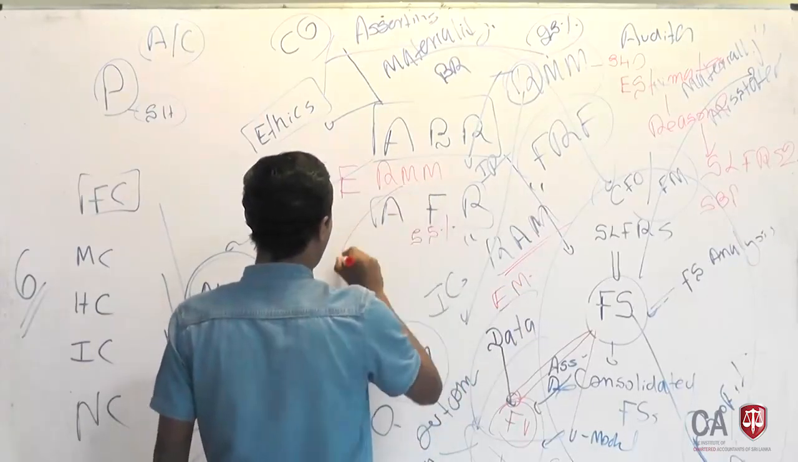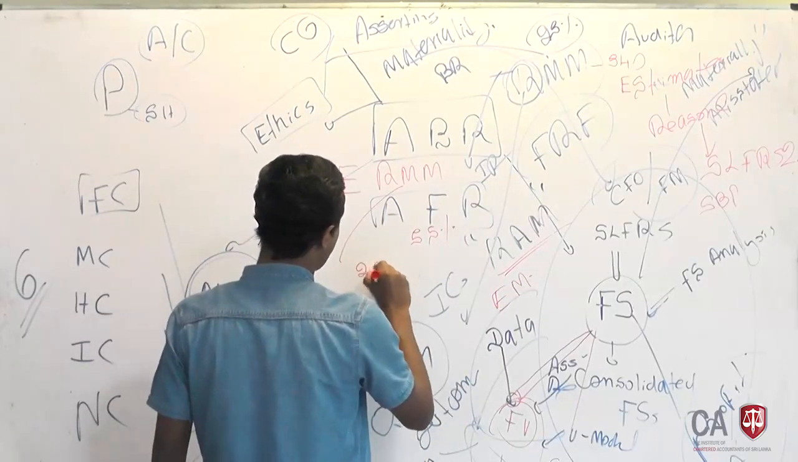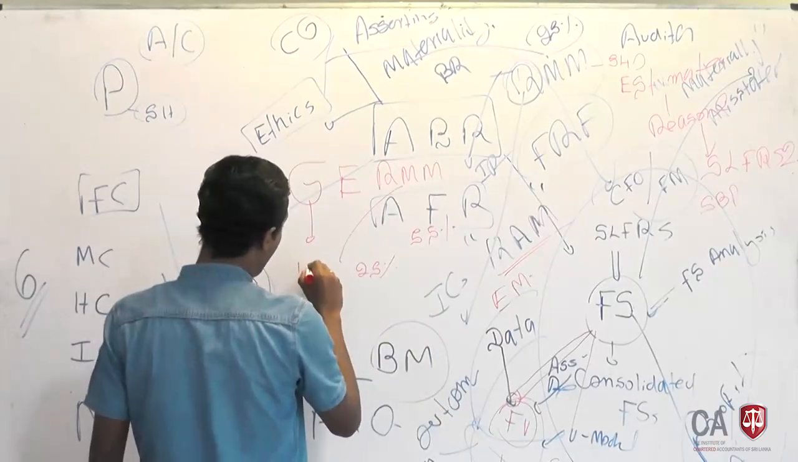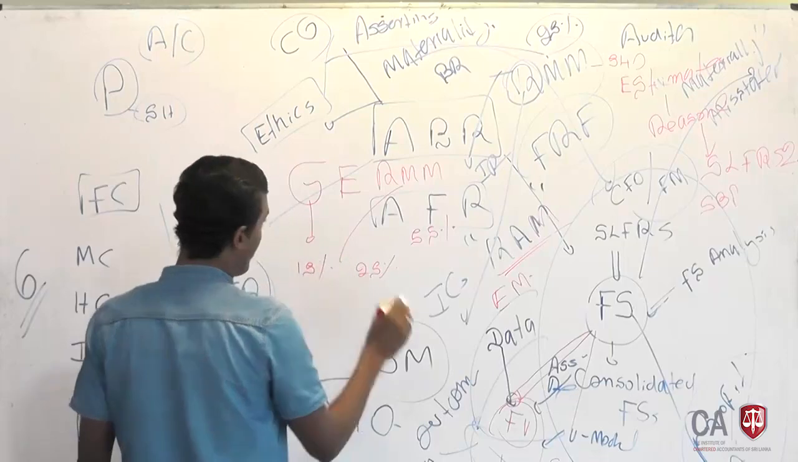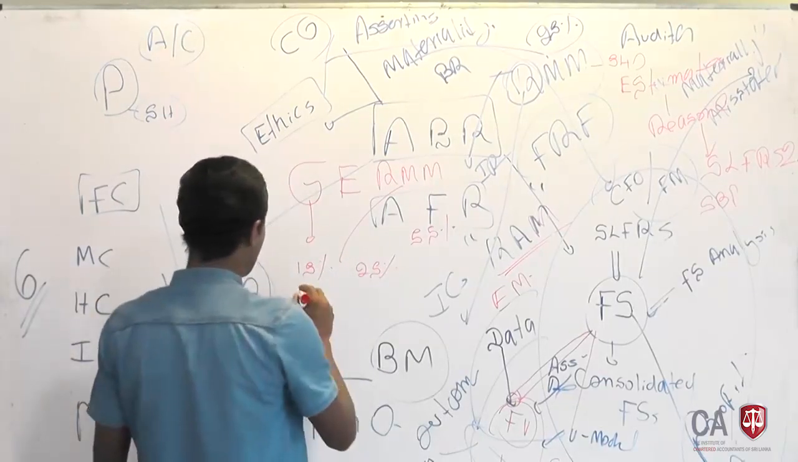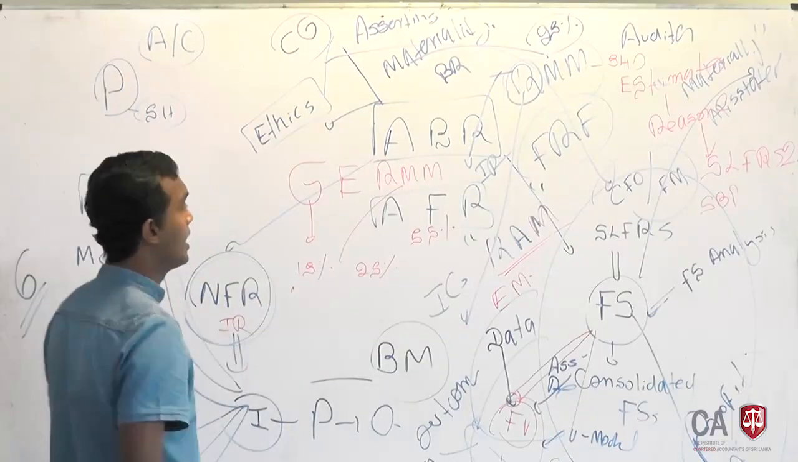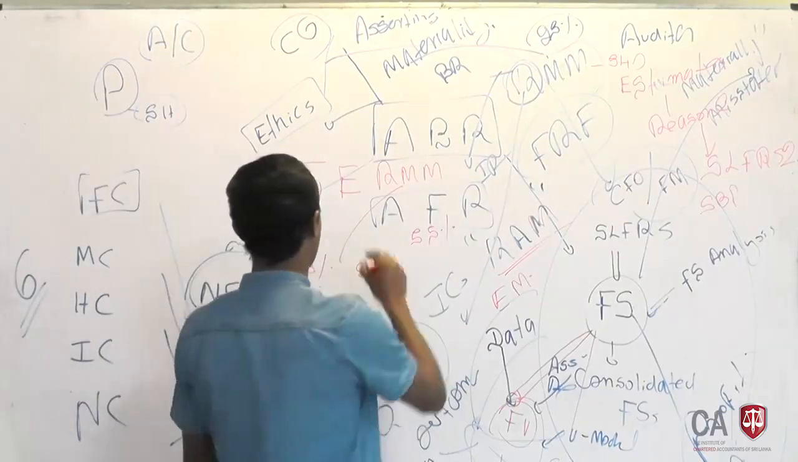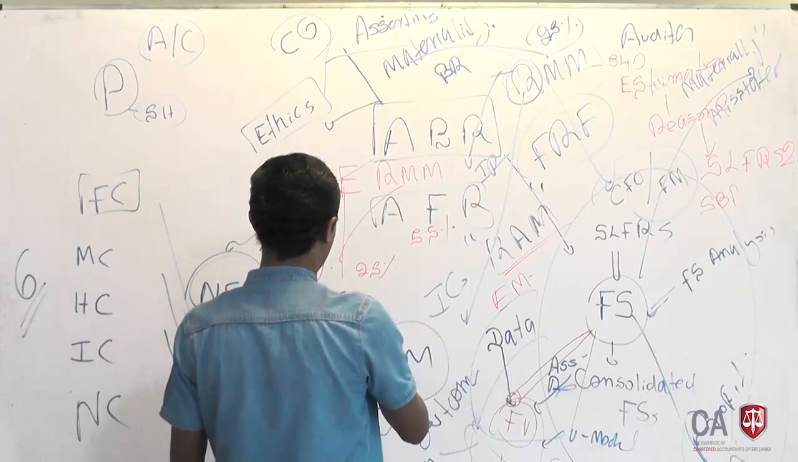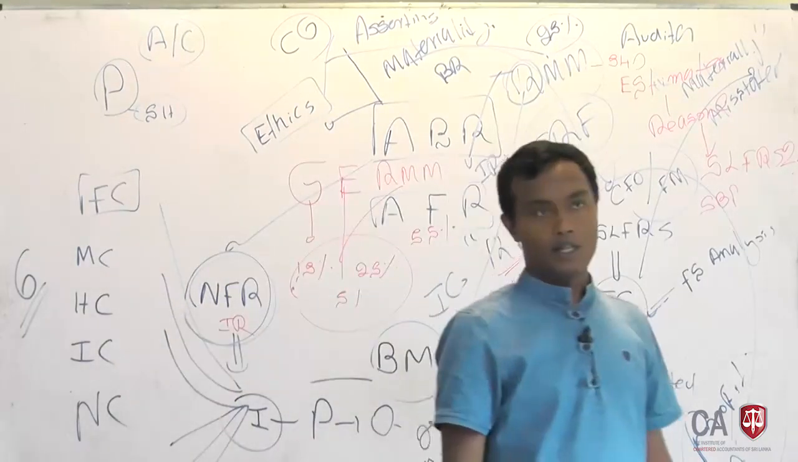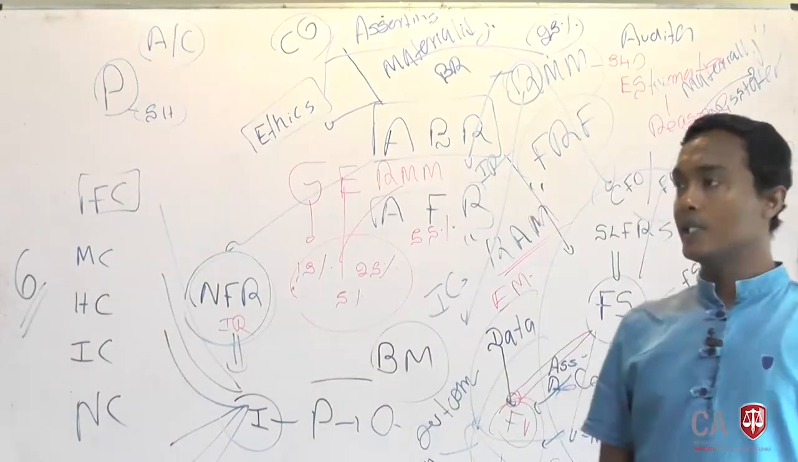So, this is 25% of the syllabus and governance is 15% of the syllabus, that makes 40. Governance including non-financial reporting, things like integrated reporting, and then there is 5% coverage on ethics. So, this is where 45% of this syllabus comes.